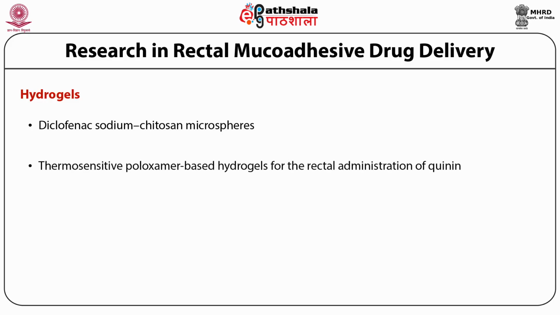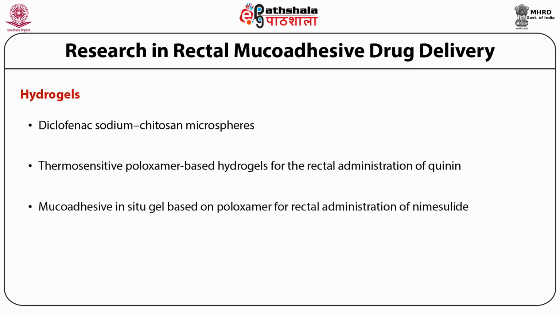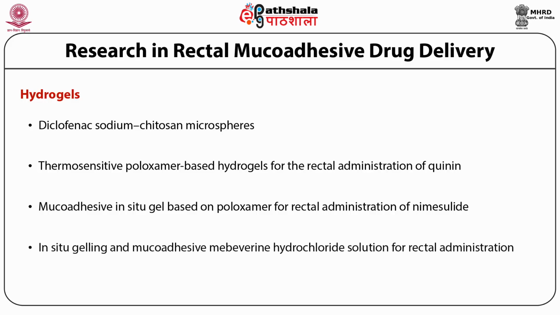Similarly, chitosan microspheres have been made using diclofenac sodium, which were then delivered by way of hydrogel formulations. Similarly, nimesulide, which is used for reducing inflammation or paresis in kids and adults, has been formulated into a mucoadhesive in situ gel, and primarily the polymer exploited was poloxamer. An in situ gelling and mucoadhesive mebeverine hydrochloride solution for rectal administration has also been researched.